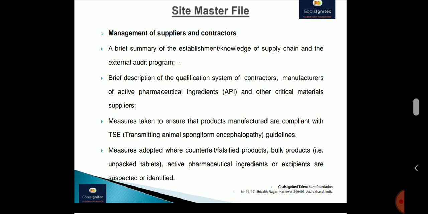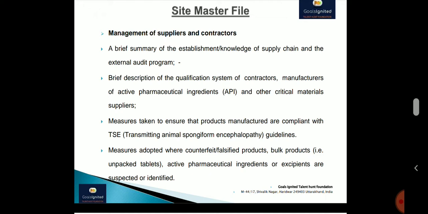Basically, all this information is required to be mentioned in the site master file so that a person who is not part of the site may also have access and understand what the site actually has, what the competence of the personnel is, who the key personnel are, what the site location is, what certifications they have, and what GMP inspections they have faced in the last 5 years.